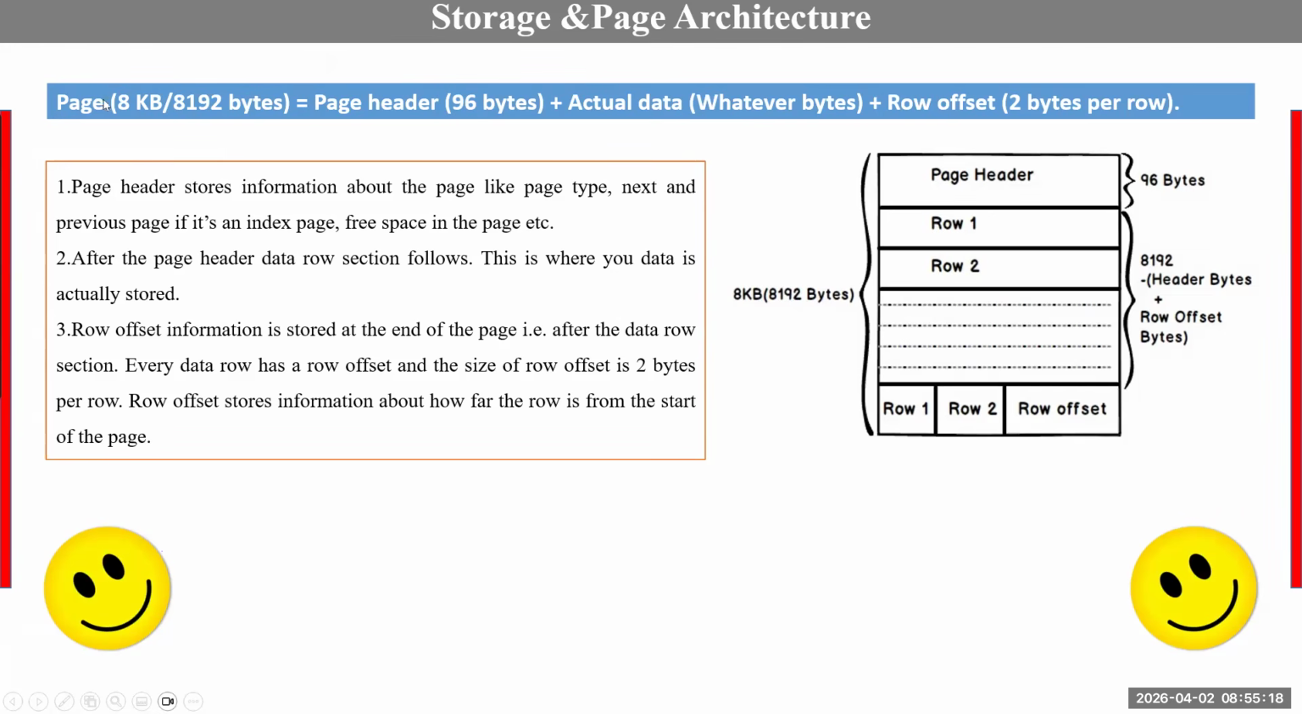Each page size is 8 kilobytes, 8 KB. It is not even 1 MB. Out of that 8 KB, 96 bytes will go for the page header, 2 bytes will go for the page footer, and the remaining 8096 or so will go for the data.